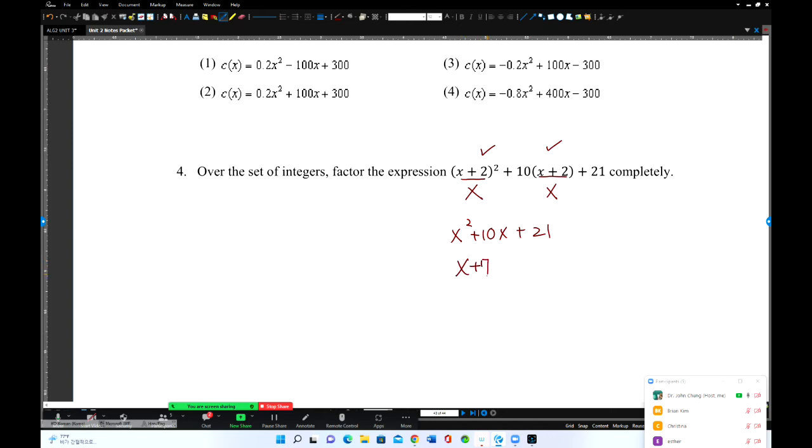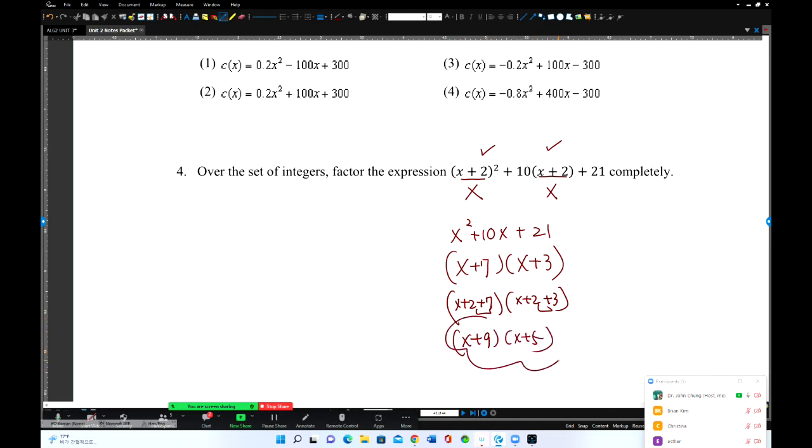X plus 7, X plus 3. But you're going to replace large X with little x plus 2. So little x plus 2 plus 7, and now little x plus 2 plus 3. After that, we have two like terms there. Simplify: x plus 9 and x plus 5. You can solve it this way too. Or you can factor, right?